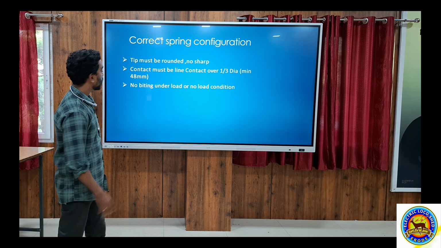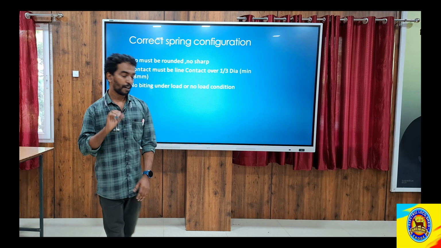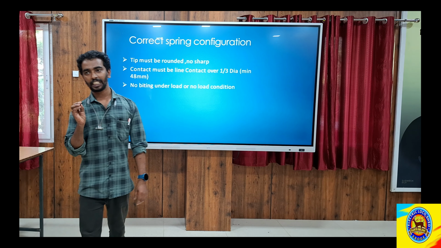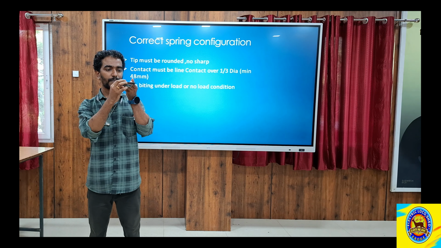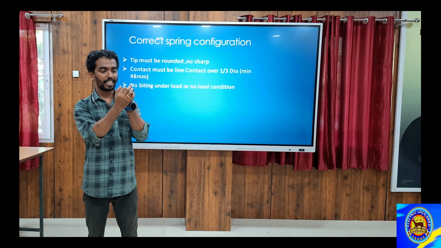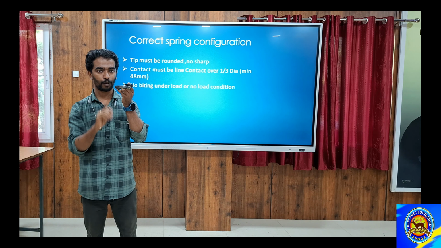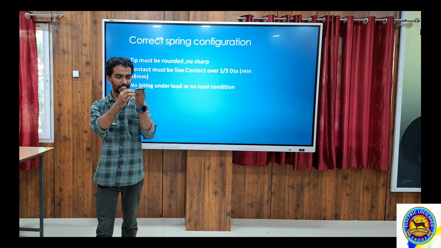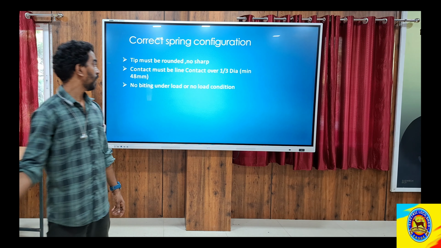Correct spring configuration: how the spring has to be placed and how the spring has to function. First, the tip must be rounded off, with no sharp edges. I already told you about the tip; this is the tip portion. It must not be sharp. It should be smooth and rounded off. There should not be any burrs or sharp edges. For the inactive coil, when any sharp edges are found here, it may lead to the breakage of the spring.